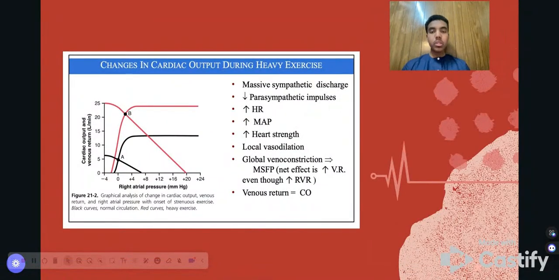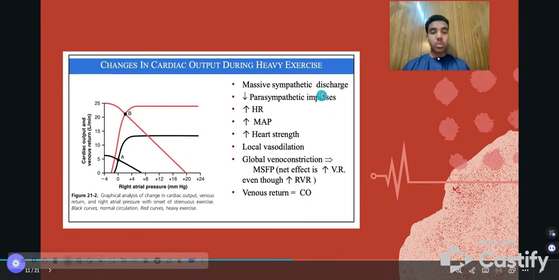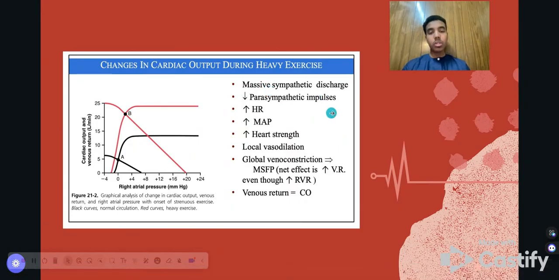Okay. Changes in cardiac output during heavy exercise. This we've also talked about. Massive sympathetic discharge, you're going to have fewer parasympathetic impulses, and increased heart rate, increased mean arterial pressure, increased heart strength, local vasodilation, global vasoconstriction. Your veins are going to constrict, you're going to increase your venous return, and your venous return is going to be equal to your cardiac output.